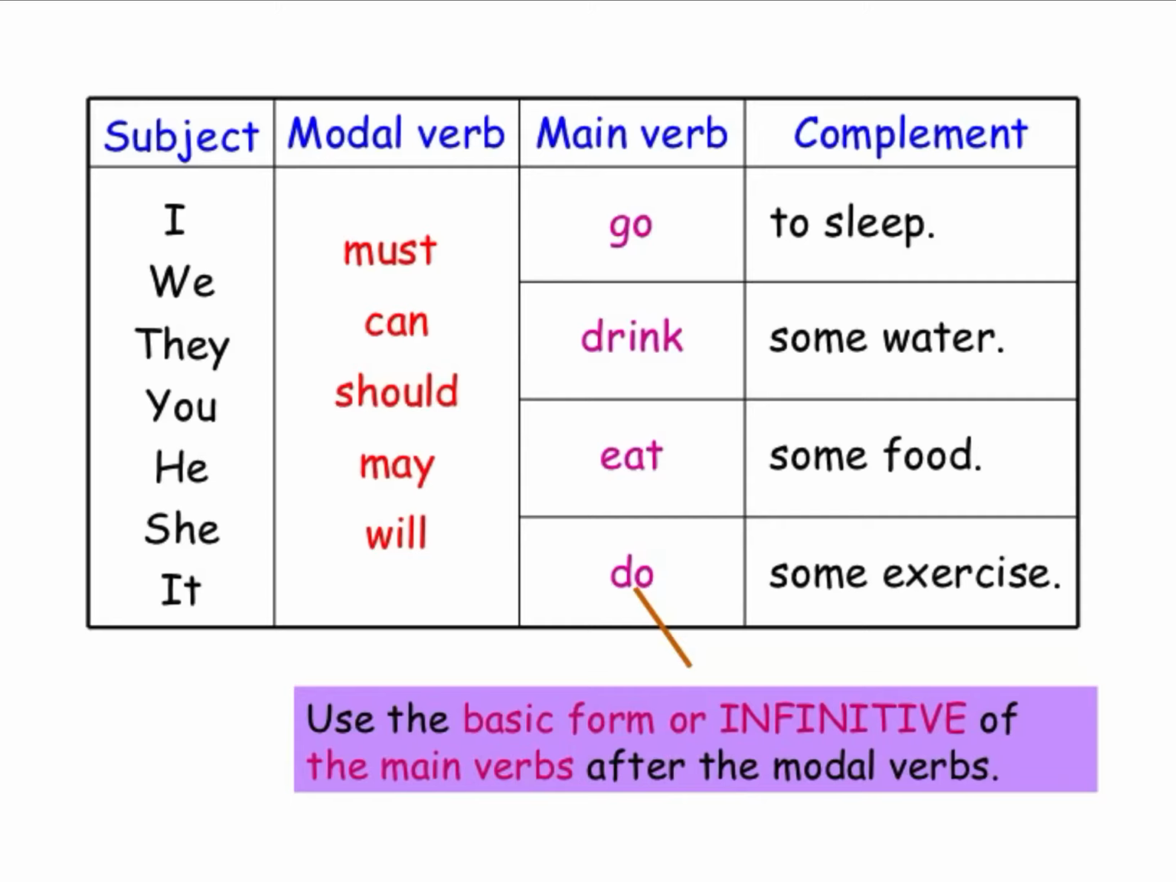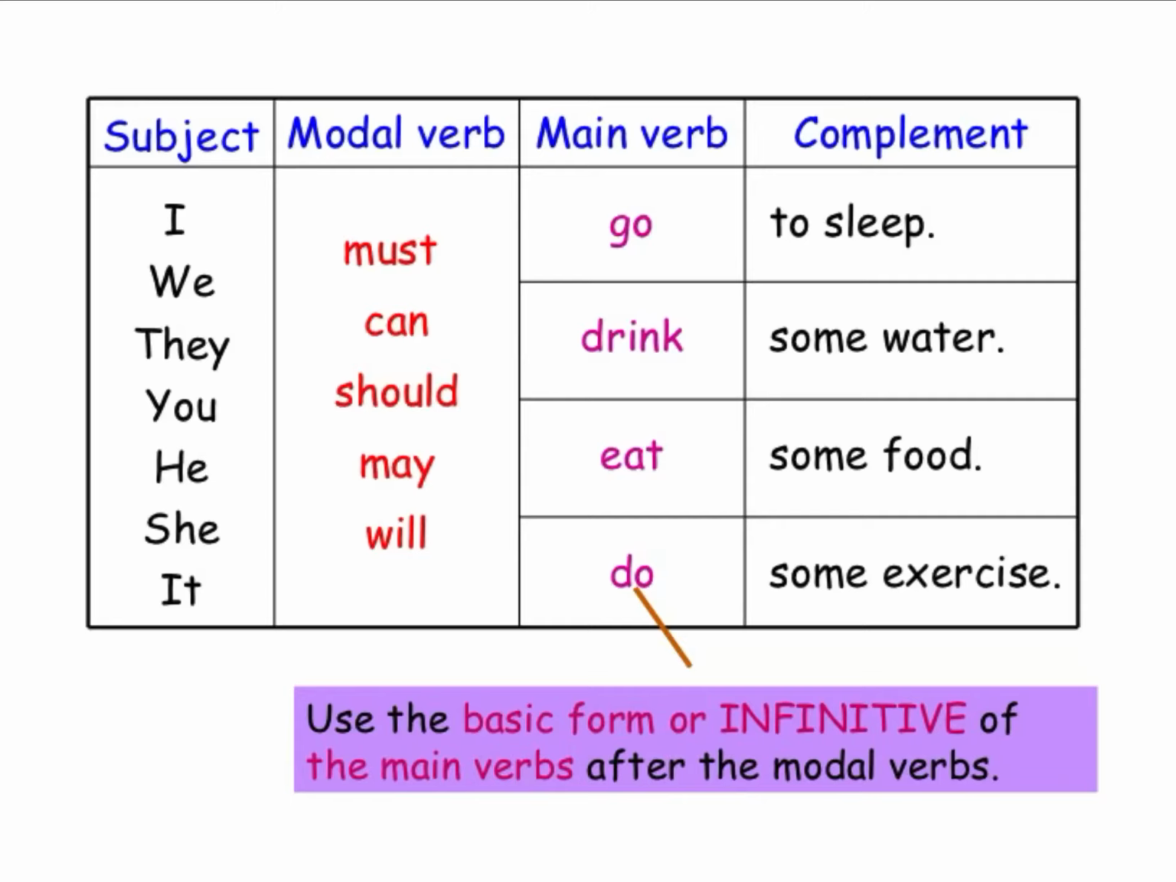So we say, I must go to sleep. We must go to sleep. They must go to sleep. You must go to sleep. He, she, it, in the same way, must go to sleep. Okay? So with every one of these modal verbs, we never make any conjugation.